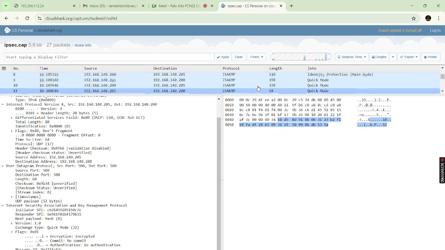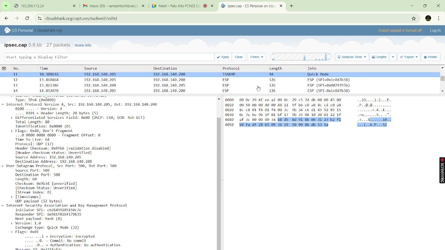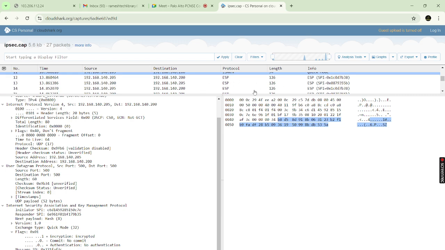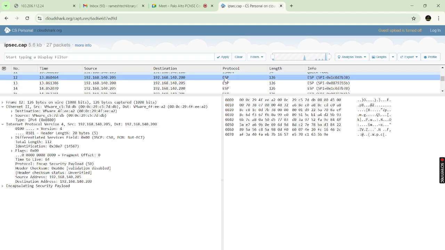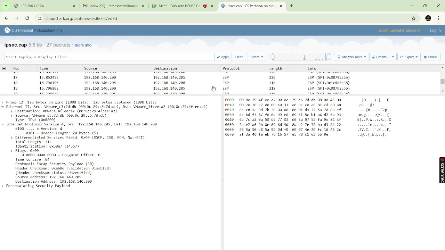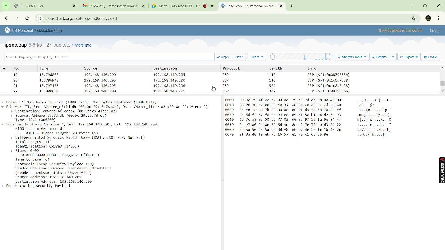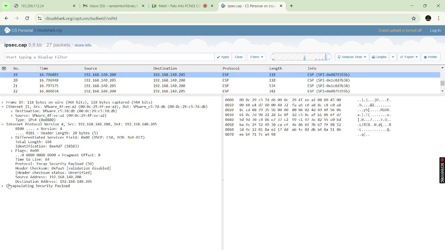By this, phase 1 and phase 2 are done. After that the data will be exchanged using that protocol. Here it is using the ESP protocol, and by default it is not going with AH. We can discuss more about the AH and ESP protocols in tomorrow's class: what the AH protocol is, and why ESP is chosen ahead of AH. This is all the data going through.